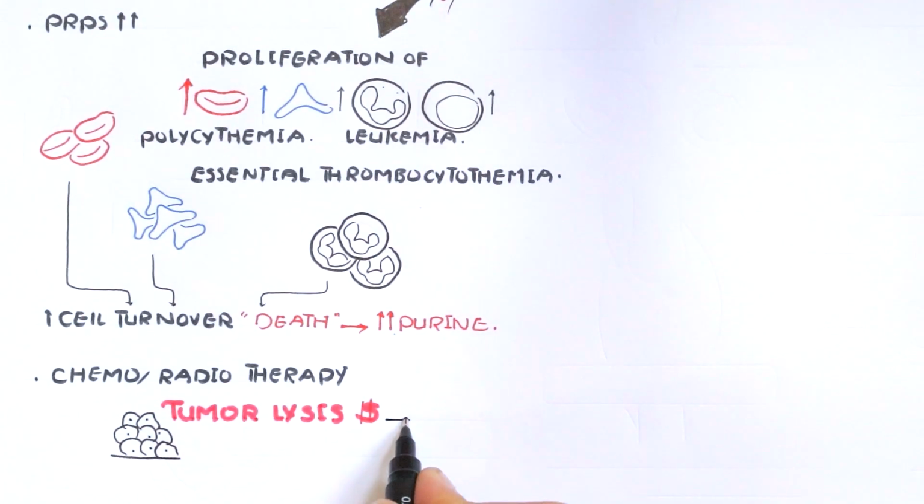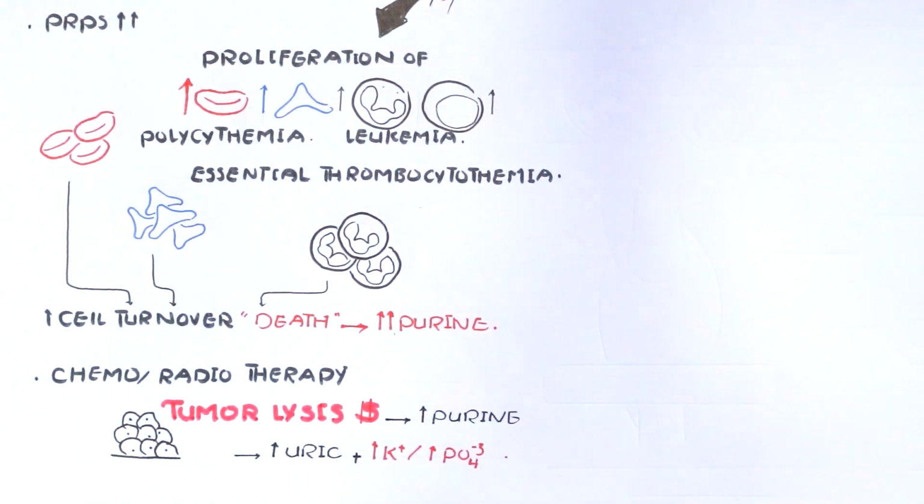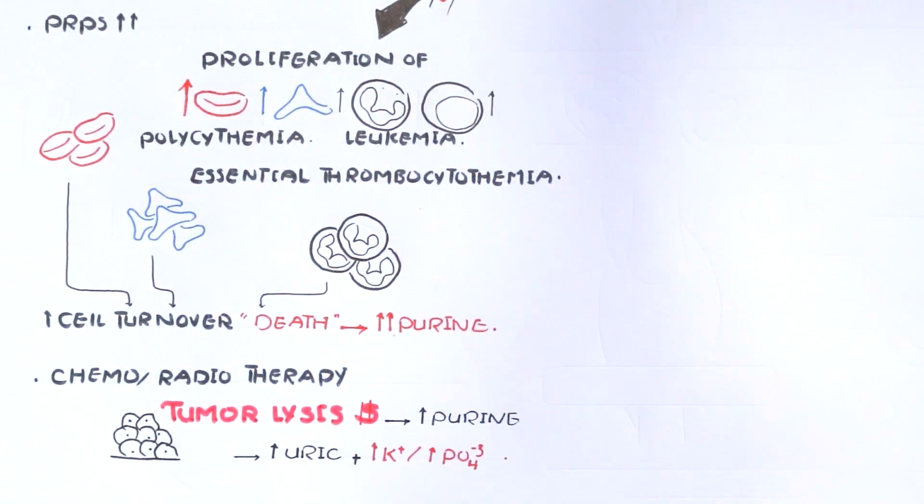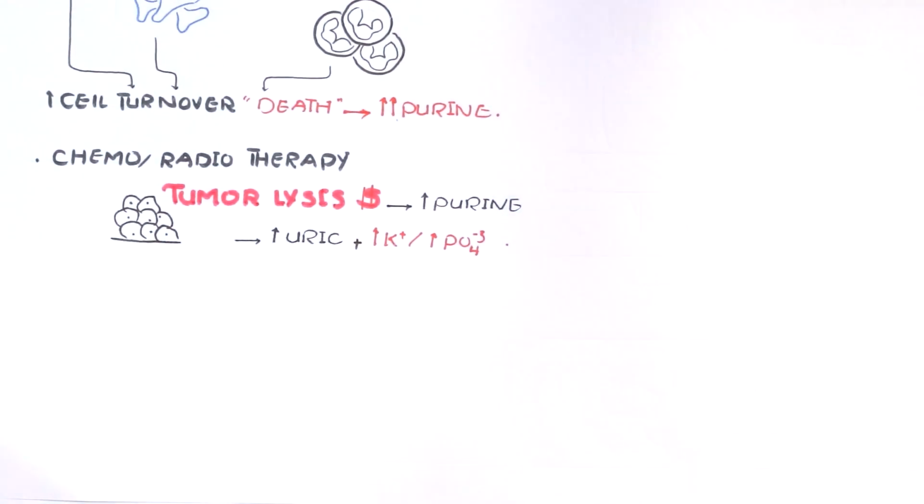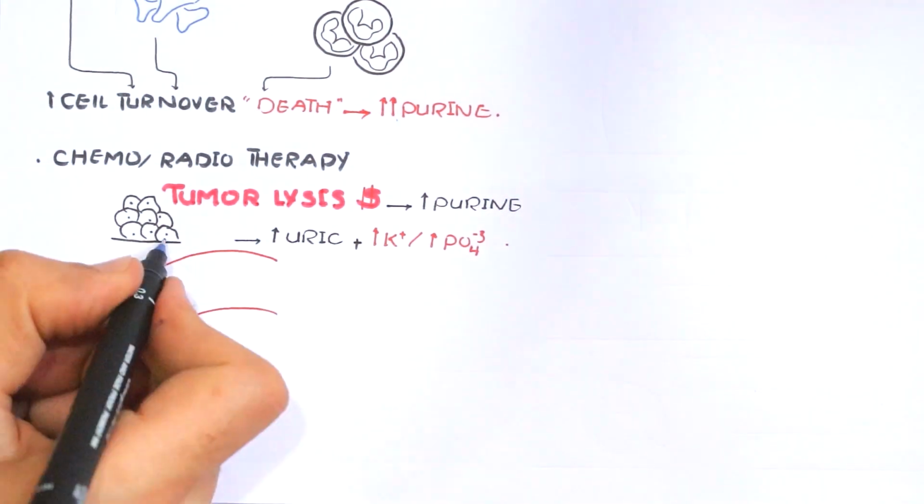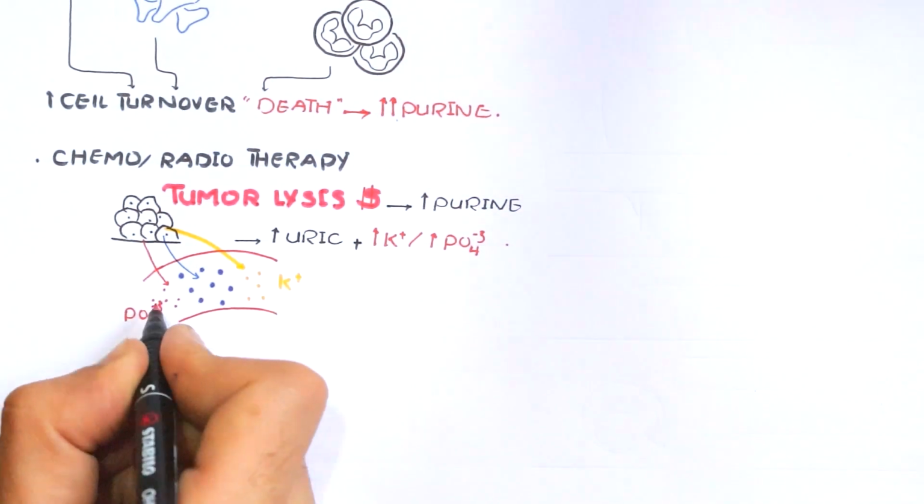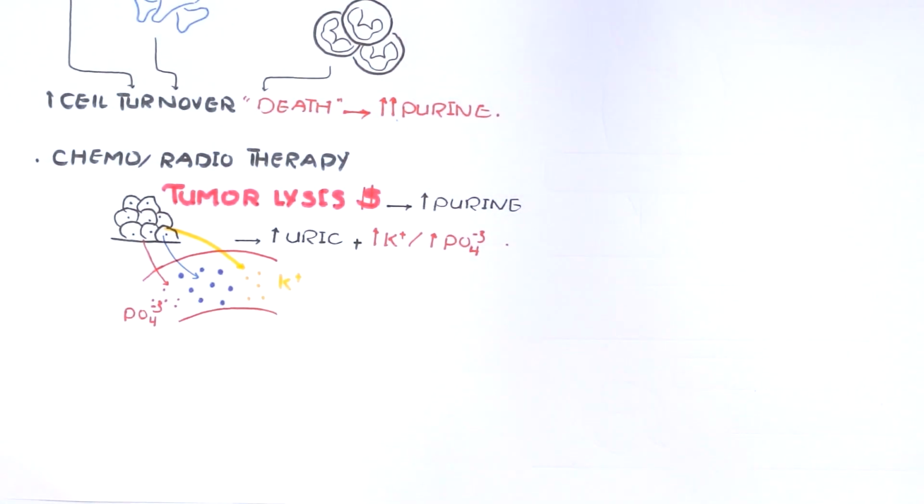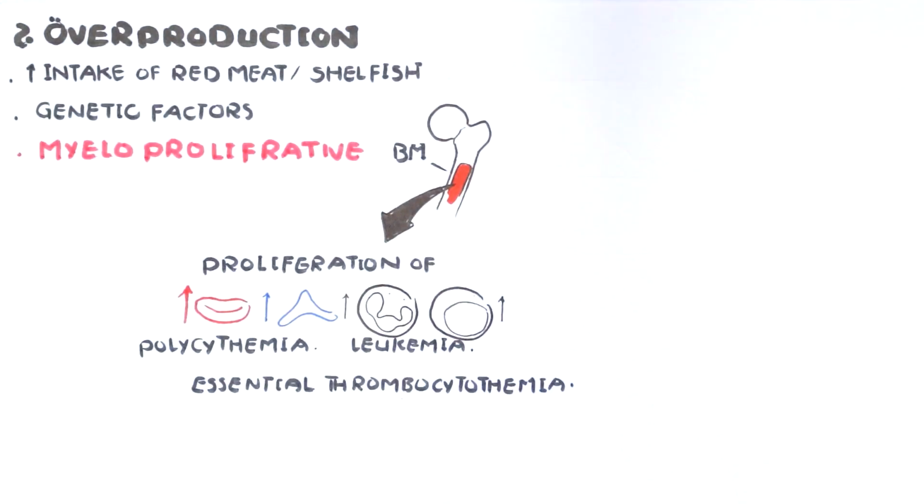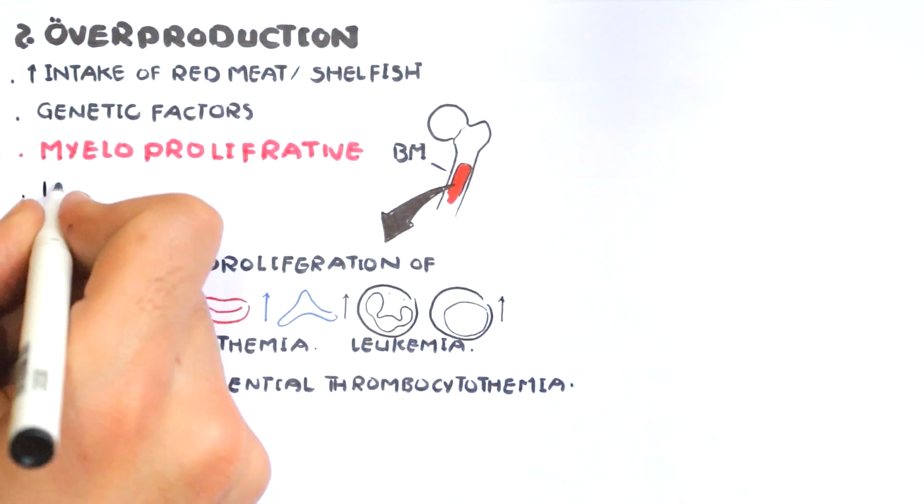Other people undergo chemotherapy or radiotherapy where a lot of tumor cells die, causing what is known as tumor lysis syndrome. Dead cells release their content into the bloodstream, resulting in increased levels of potassium, causing hyperkalemia, phosphate, causing hyperphosphatemia, and uric acid, causing hyperuricemia.